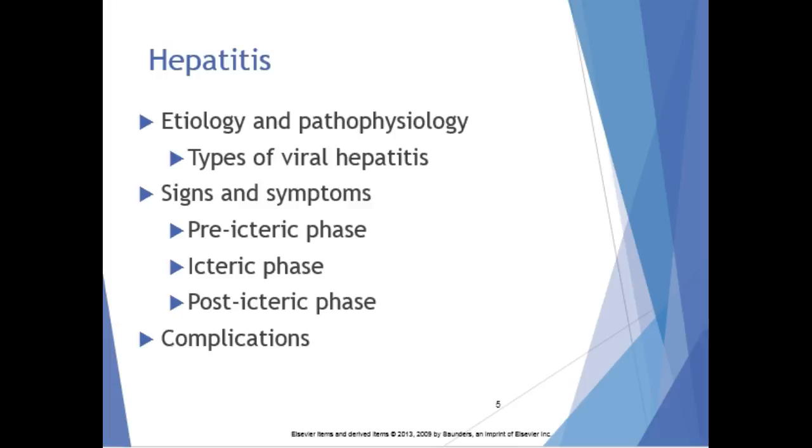Hepatitis B and C are the most serious forms of hepatitis, as they can progress to chronic hepatitis, cirrhosis, liver cancer, and death. Signs and symptoms. Clinical signs and symptoms of hepatitis A tend to have more of an acute onset, whereas hepatitis B, C, and D are slower.